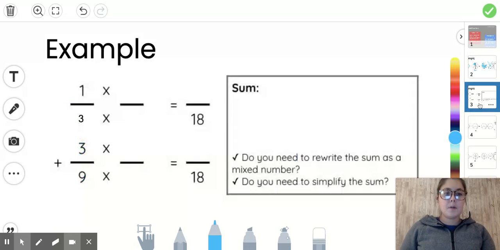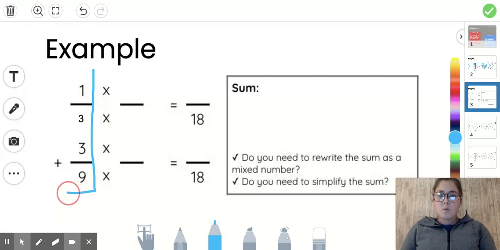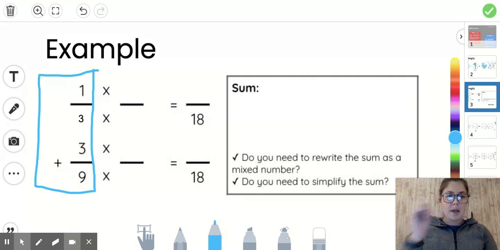On our next example, we've got 1/3 plus 3/9. So we're looking at it up and down just like we talked about in our groups. We're writing it up and down so that we can do some math going across. I've already given you what your common denominator needs to be, and now it's your turn to practice how you're going to get there and what your new numerators are going to be.